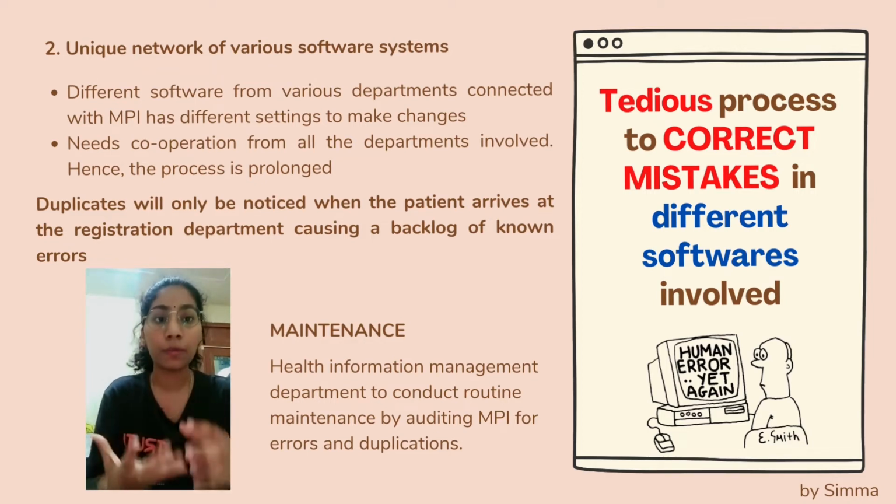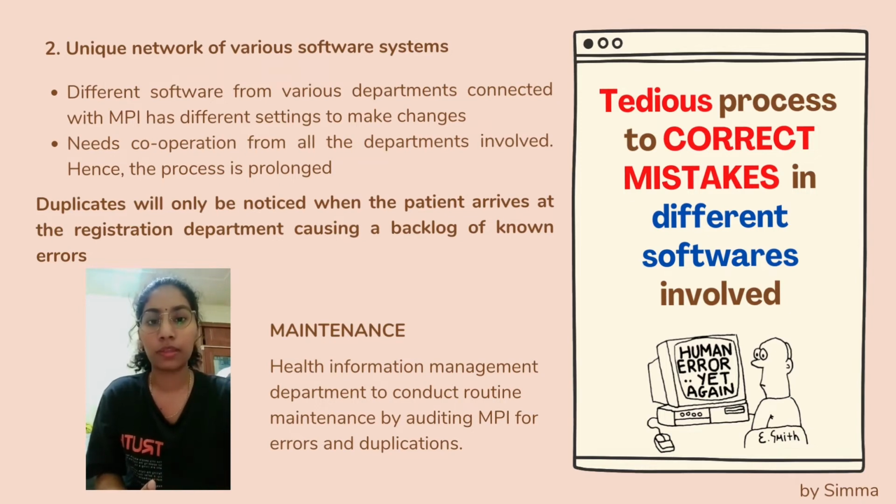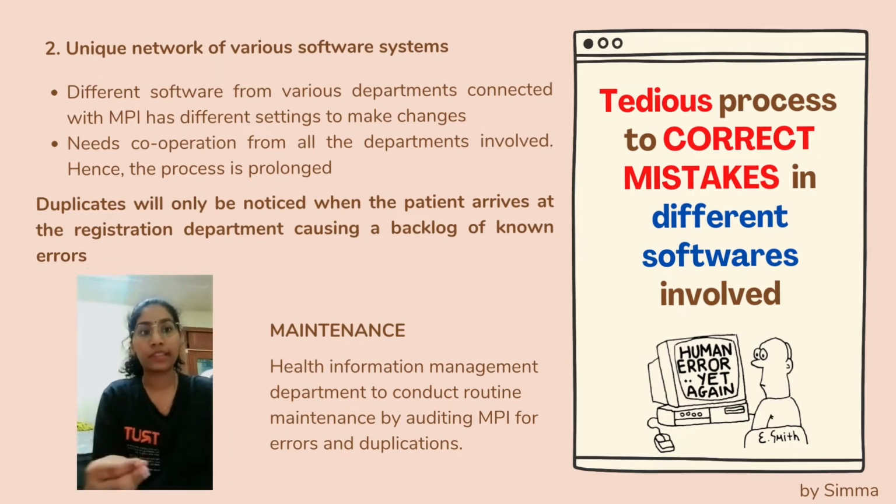That's one. Another one from this problem with the various software systems is that the duplicates and the errors are actually noticed only when the patient arrives at the hospital and the registration department is going through the patient data, and they find out, oh, there's another patient data from this department where there's maybe a typo, like a spelling error, or a number, or there are nicknames, which is the same patient. So when this happens, the process of fixing this problem is going to be prolonged, and obviously a backlog of the known errors is going to be created because they need to take time to fix the error. So that is one problem.